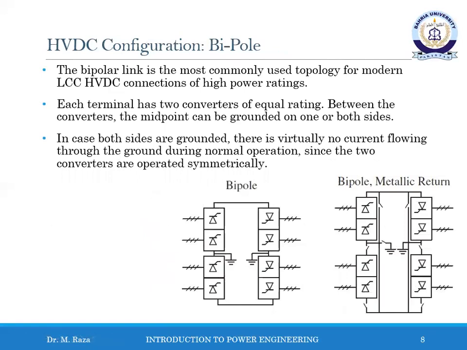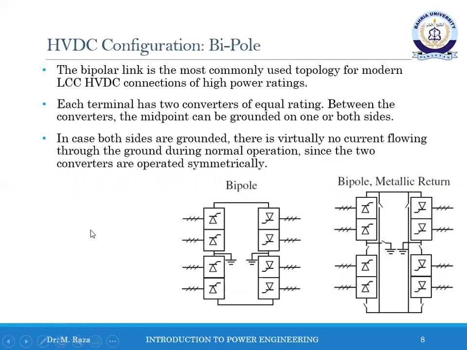The bipolar link is the most commonly used topology for modern LCC HVDC connection of high power rating. Each terminal has two converters of equal rating. Between the converters, the midpoint can be grounded on one or both sides. In case both sides are grounded, there is virtually no current flowing through the ground during normal operation, since the two converters are operated symmetrically.